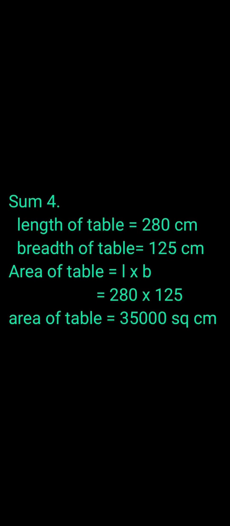Let's try one more sum. Length of a table is given 280 centimeters and breadth of the table is given 125 centimeters. Area of that table will be length multiply breadth. It means 280 multiply 125. The area of that rectangular table will be 35,000 square centimeters.